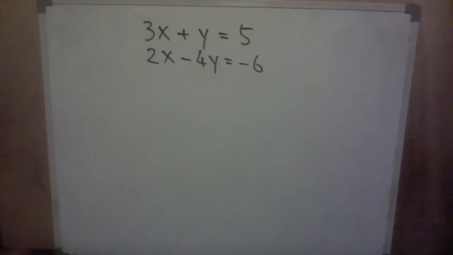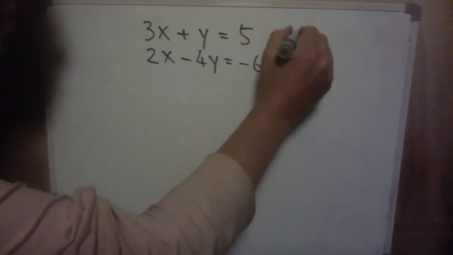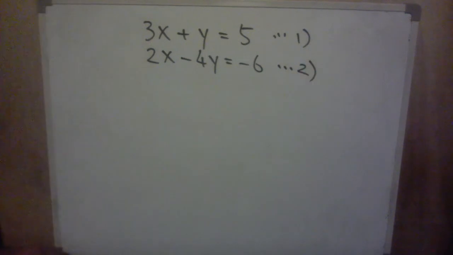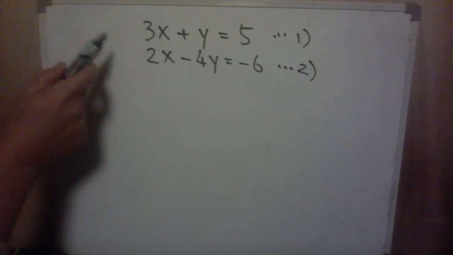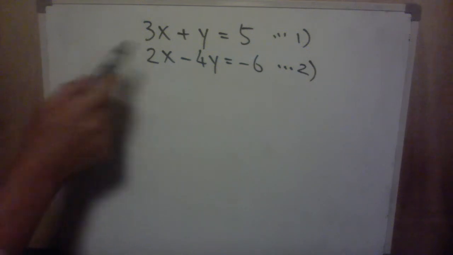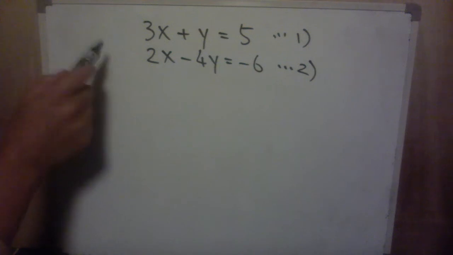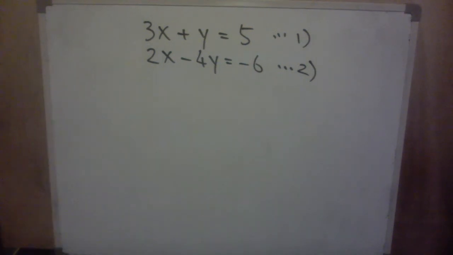Let me show you. Let me call the first equation number 1 and the second equation number 2. What you want to do here is essentially take one of the equations and solve it in terms of x or y. It doesn't really matter which. And then plug that back into the other equation to eliminate one of the variables, essentially.